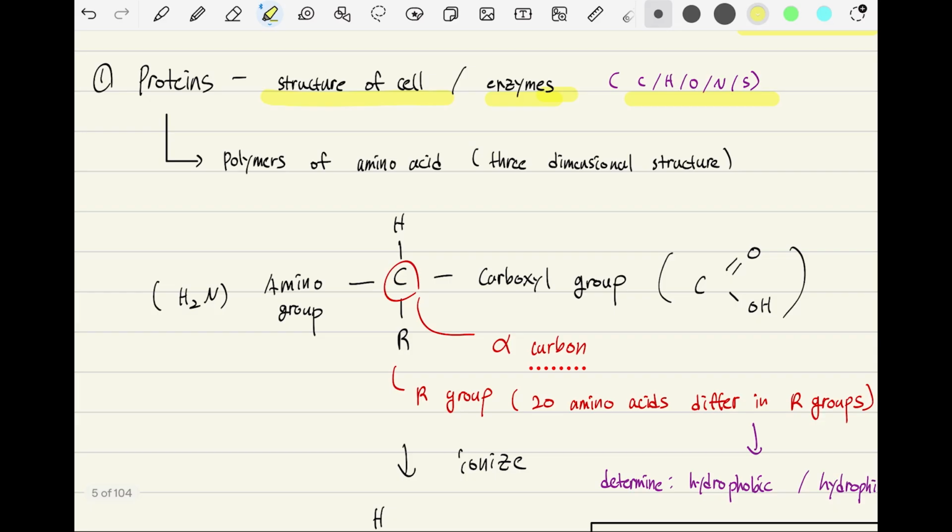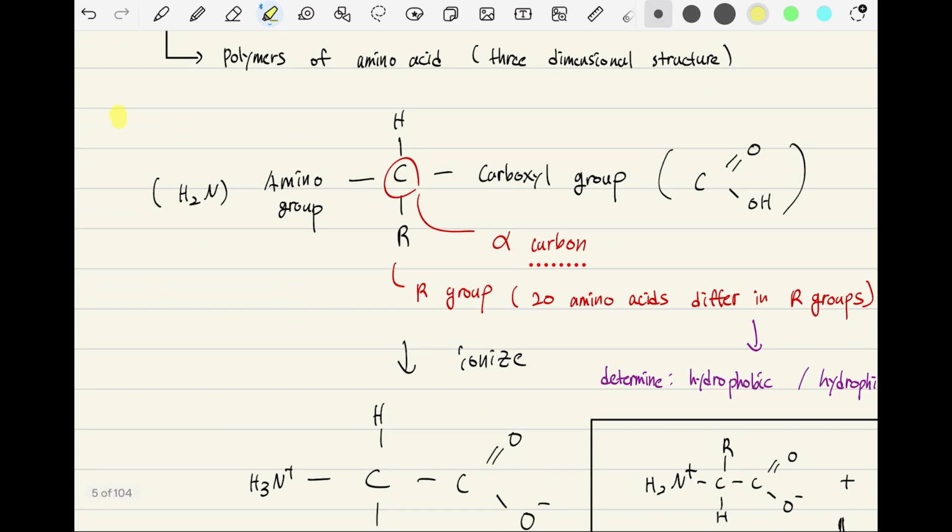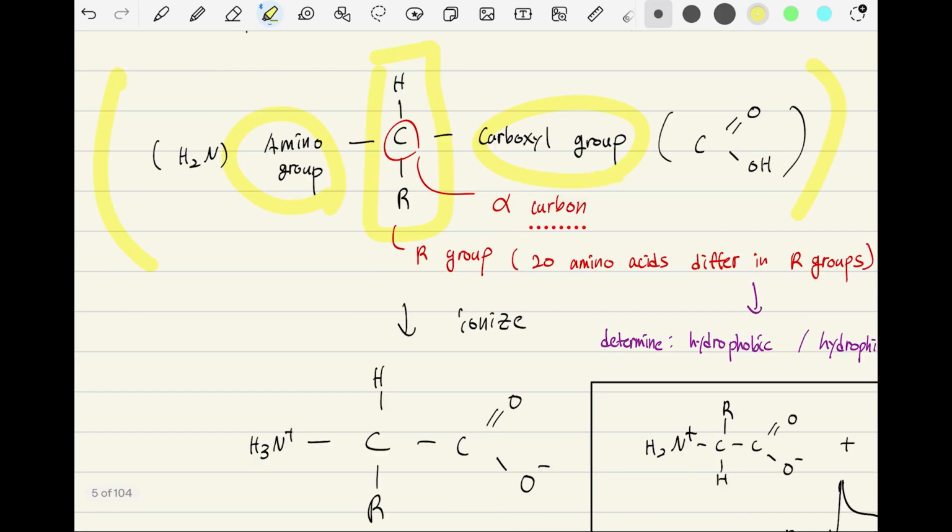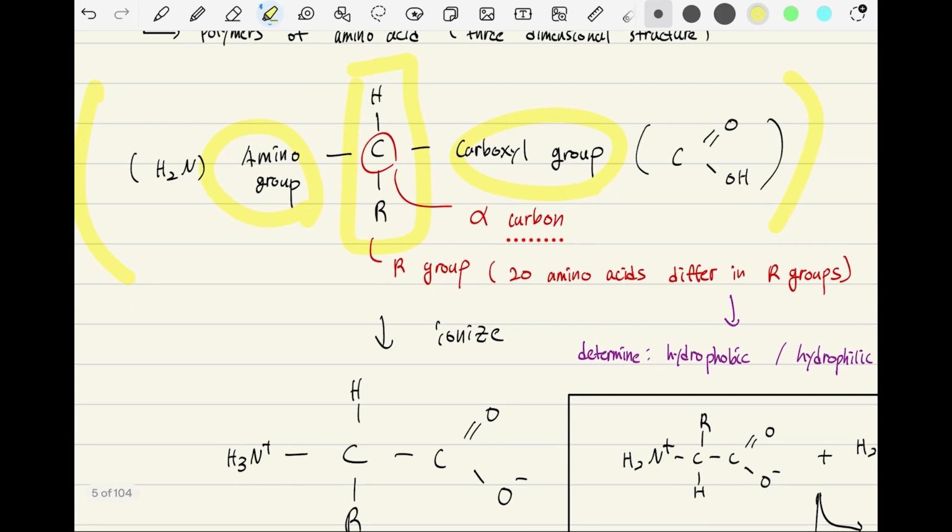Proteins are polymers of amino acids, and they are usually three-dimensional structures. This is how an amino acid looks. They are made of an amino group, the central carbon, and a carboxyl group. There are many types of amino acids in our world, and they differ due to their R groups, which are bonded to the central carbon over here.